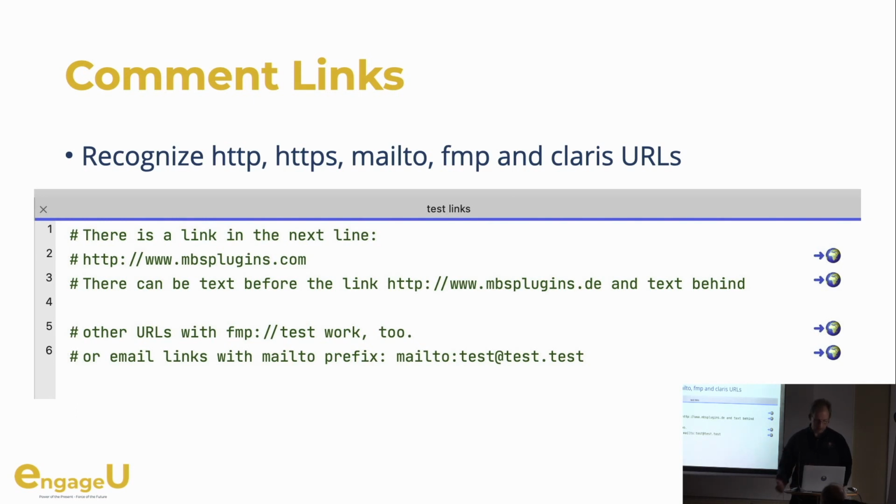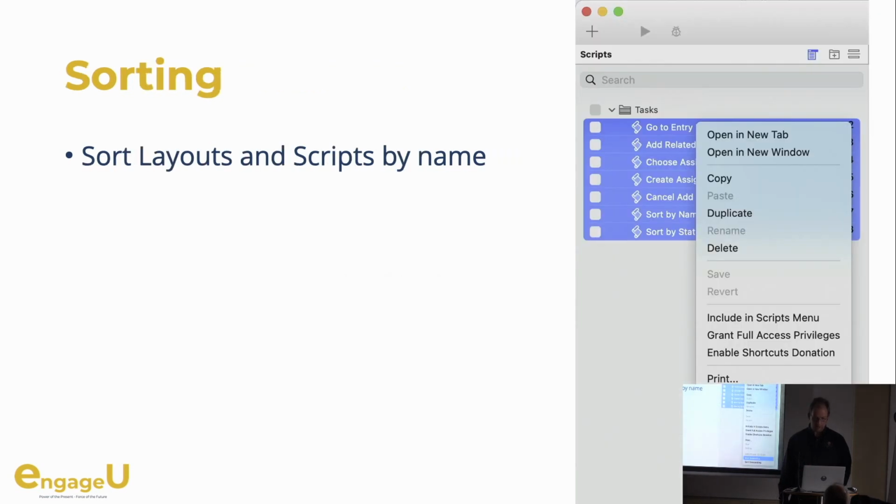Or here, send a mail with a mailto link. We got context menu commands to sort layouts and script names by name. So if you have like 100 layouts and you can't find anything anymore, you may find it useful to sort them alphabetically.